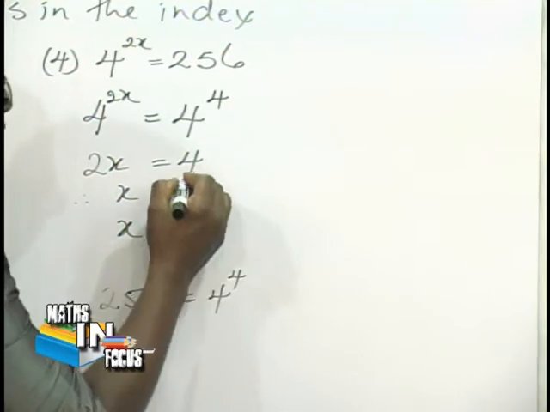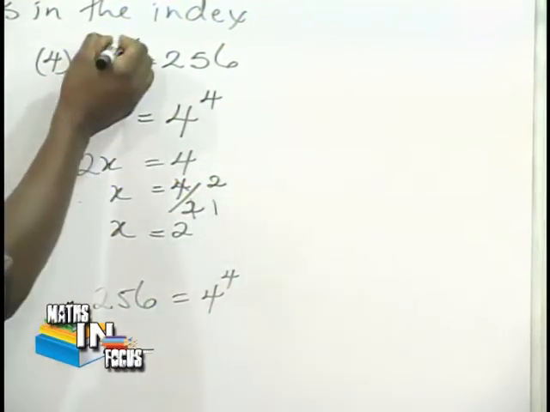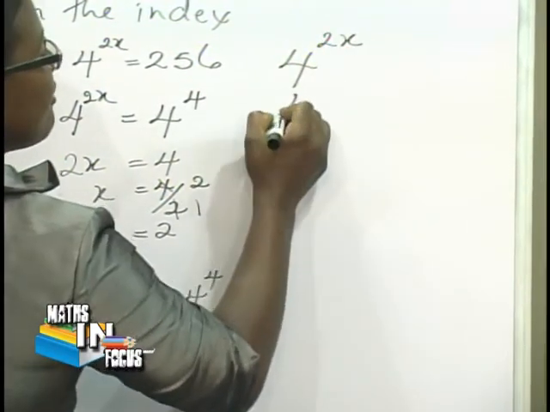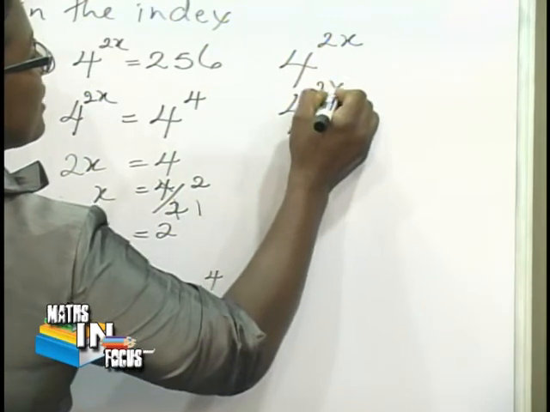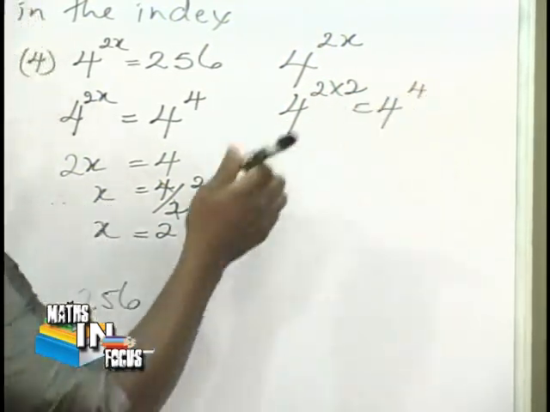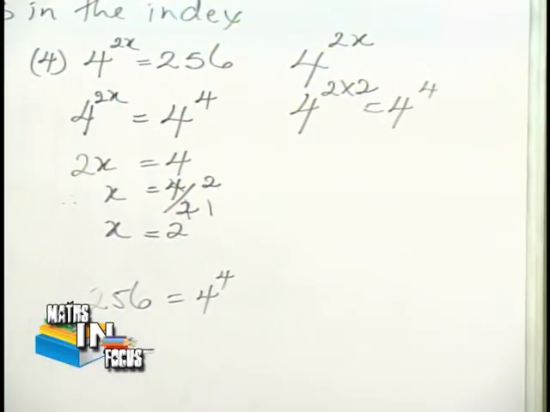2 into 4, 2. So let's replace x up there. 4 to the 2x, 4 to the 2 by 2, is equal to 4 to the 4th power. And that is 256. So we know for sure that x has got to be 2.